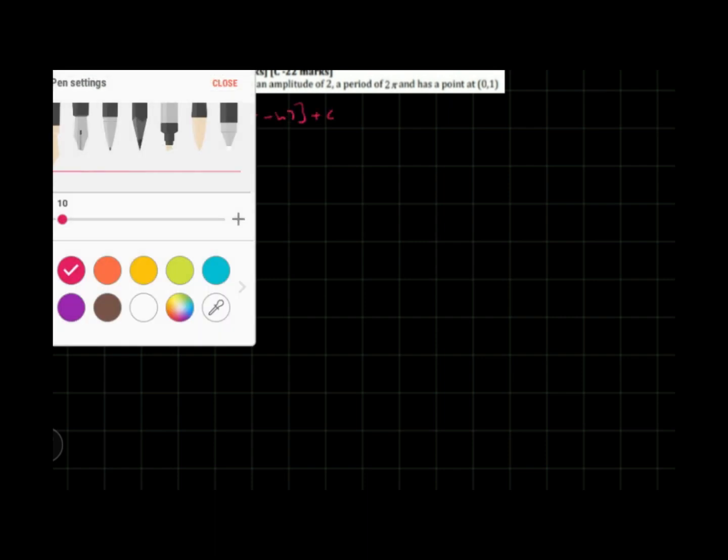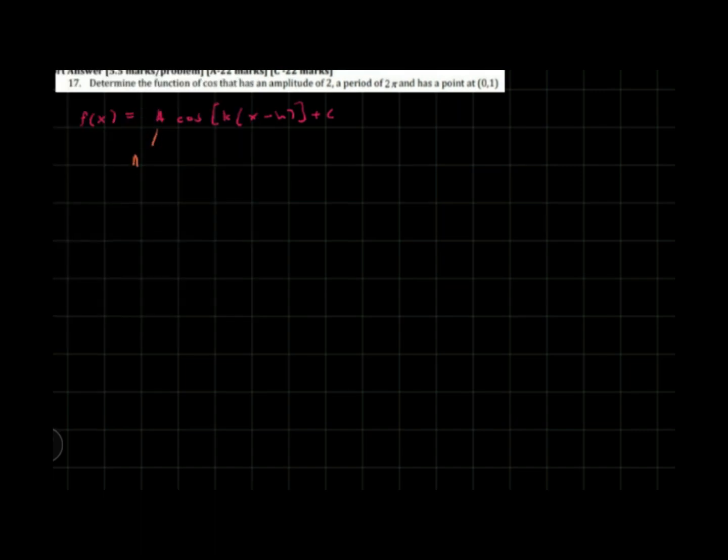Okay, let's determine the function of cosine that has an amplitude of 2 and a period of 2 pi and has a point at 0 and 1. If we're looking at a function of cosine, and it's a periodic function, let's think about this in the form of f of x is equal to a cosine k x minus h plus c. And just to recap, a here is your amplitude, right? K here is your frequency, x here is the period, right? It's also your variable. H here is your horizontal shift, and c here is your horizontal axis.